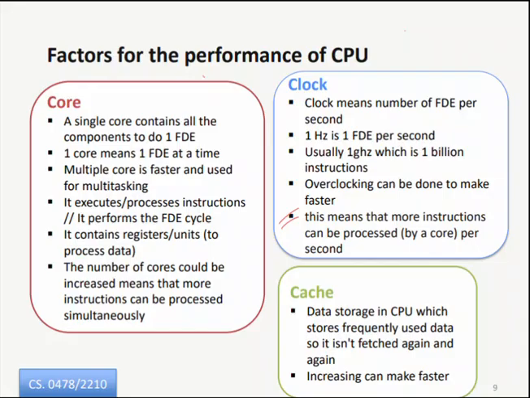Cache, next is cache. Over here, it is data storage in the CPU which stores frequently used data, so it is not fetched again and again. Increasing it can make things faster, whatever it is.